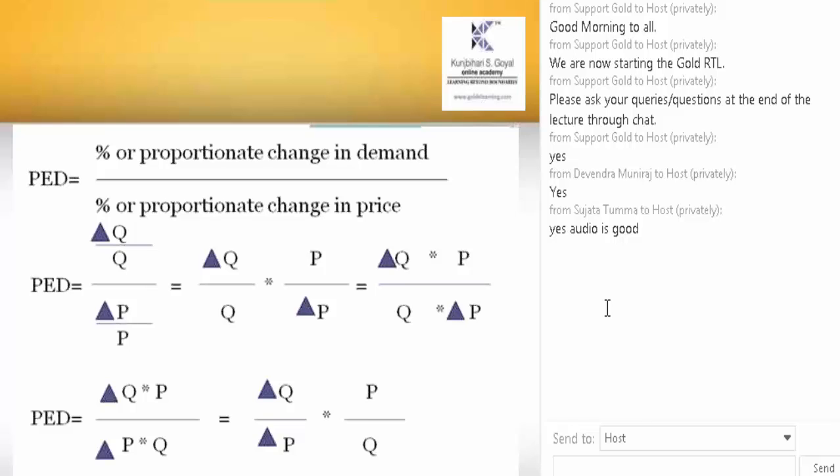How will we get the percentage change in demand? Change in quantity demanded divided by the original quantity will give us the percentage change in demand. So can you see the mark which we have? This is known as delta. Yes, mathematically we call it delta, and what is its meaning? Its meaning is change in.